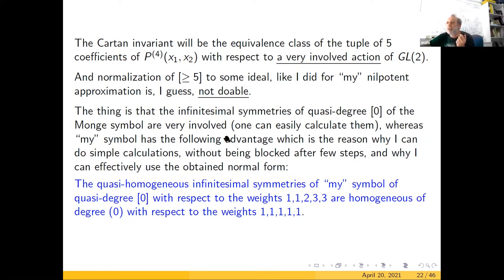So what in the world, sometimes I ask myself, is the reason that you have a simple formula? And Igor also. The answer is because the quasi homogeneous symmetries of my symbol, unlike other symbols, are quasi homogeneous of degree zero, and also, a special property of my symbol, they are homogeneous of degree zero with respect to weights all one. They are very simple. I showed you how they work with the matrix for x1, x2, the trace of this matrix, and then for y1, y2, the matrix plus 3, there are formulas. This is the main advantage.